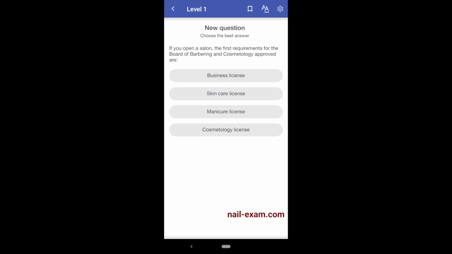If you open a salon, the first requirement for the Board of Barbering and Cosmetology approval is: A. Business license. B. Skin care license. C. Manicure license. D. Cosmetology license. The answer is A.